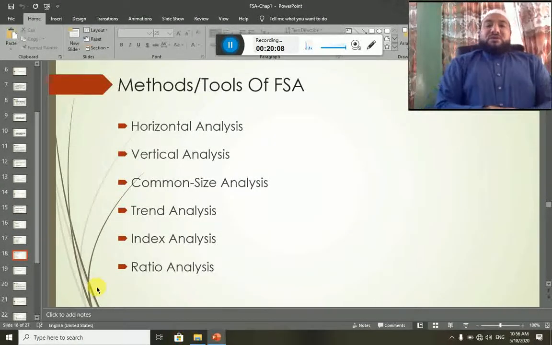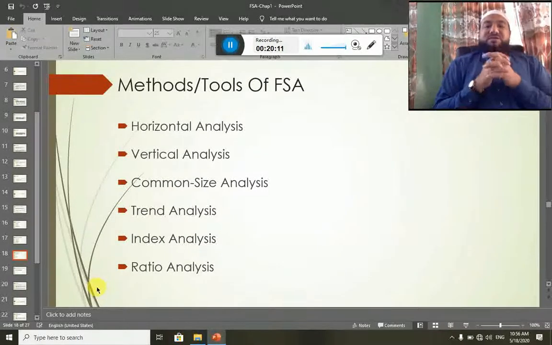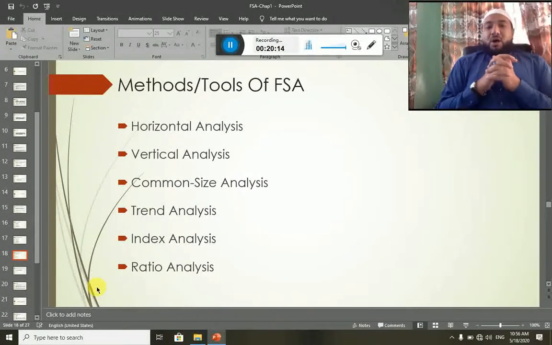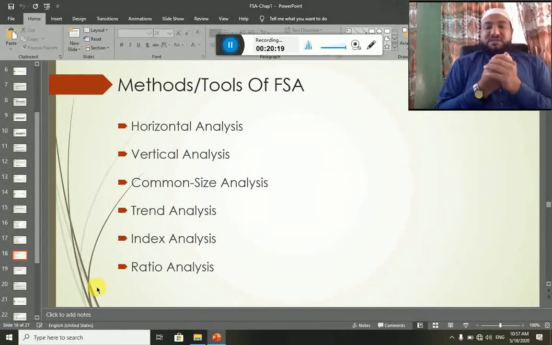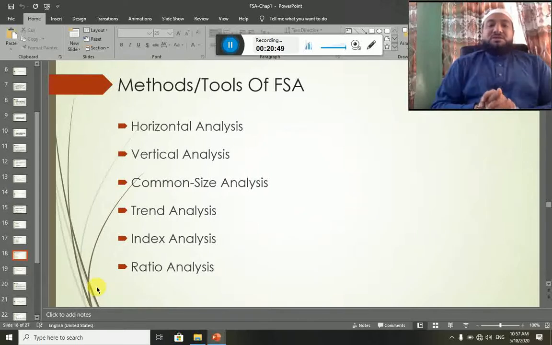Now let's talk about the methods or tools used for analyzing the financial statements, right? Horizontal analysis is one of the methods or tools of financial statements analysis. Inshallah, we'll have a separate chapter where we'll discuss horizontal analysis, vertical analysis, common size analysis, trend analysis, and index analysis. These methods and tools will inshallah work practically in future chapters. For each method there is a separate chapter where we'll use the financial statements and financial information of different companies and then apply these analyses.